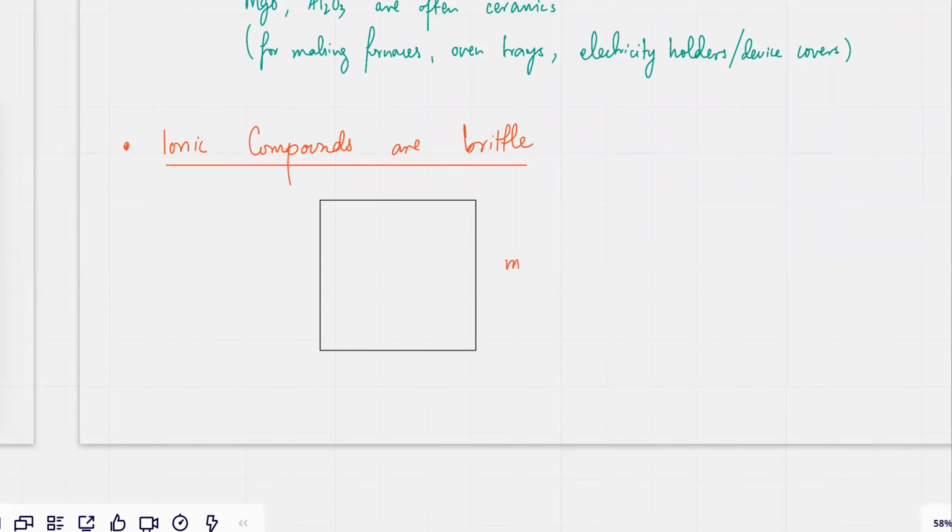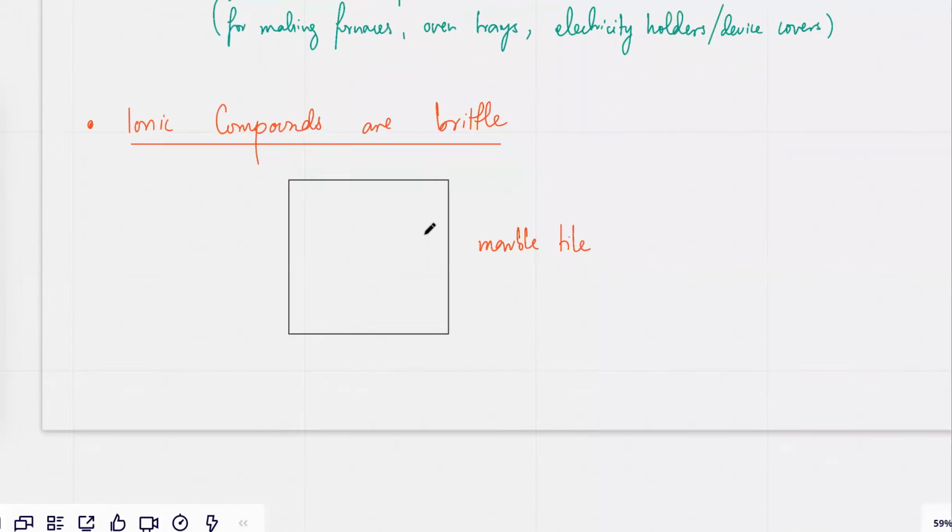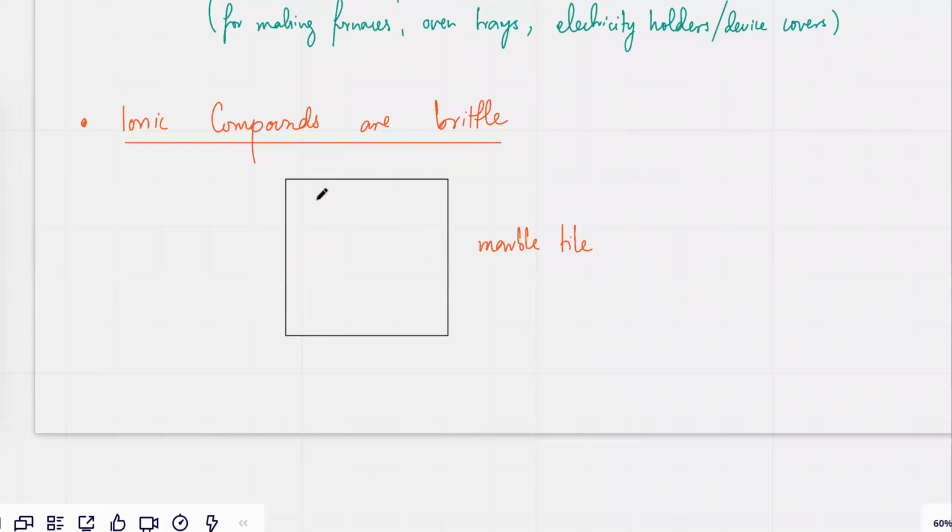And it's kind of tough. We walk on it, cars drive on it, so that means it's pretty tough. But even though it's tough, beyond a certain point, if you apply a force, like if I start hammering it at this point, it doesn't just break at this point. The whole tile cracks up into small, tiny pieces. So it's also brittle at the same time.